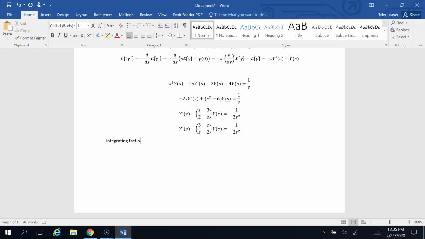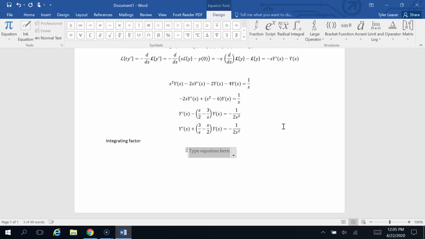Integrating factor. Remember that in class, I think we called this sigma or little v. I don't remember exactly what we called it, but it's just that integrating factor. But don't forget that this was e to the integral of p. And remember, our stuff is in terms of s, so e to the integral p of s, where p is the function coefficient on the y. So for us, it's going to be e to the integral of 3 over s minus s over 2 ds.